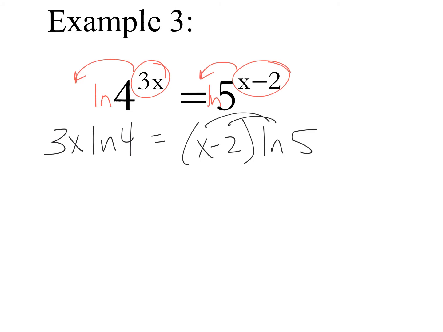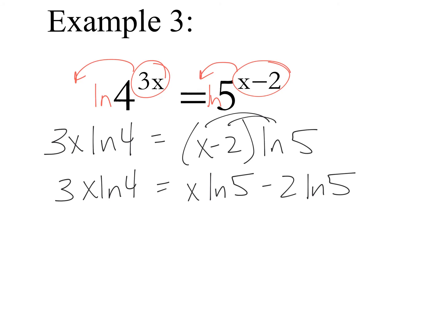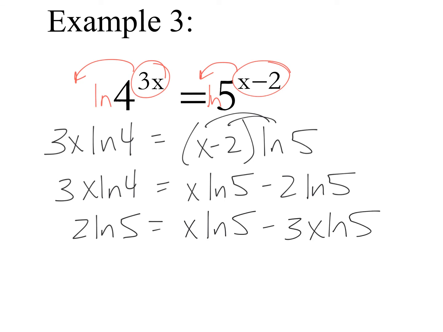Just like we did the last one, distribute that left-hand side. You get x ln 5 minus 2 ln 5. And this side is still 3x ln 4. Okay, so from here what I'm going to do is bring this term over to this side to group my x's together, and this term over to this side to get that constant term on its own. So it's going to become positive 2 ln 5 when this moves over here. And then on the other side, I'm going to have x ln 5 and then subtract the 3x ln 4.